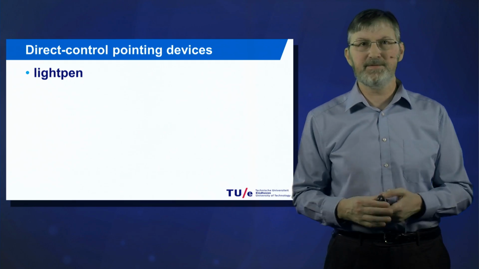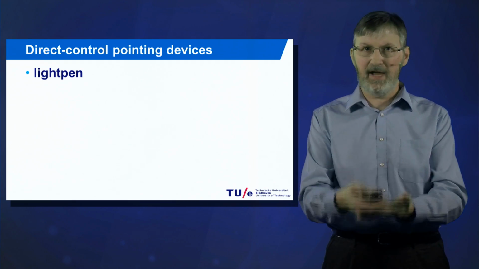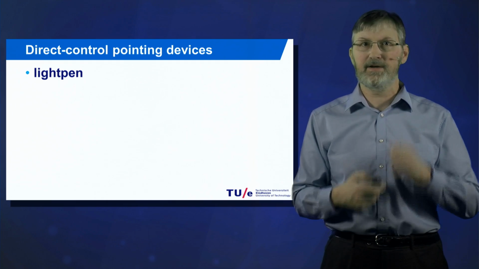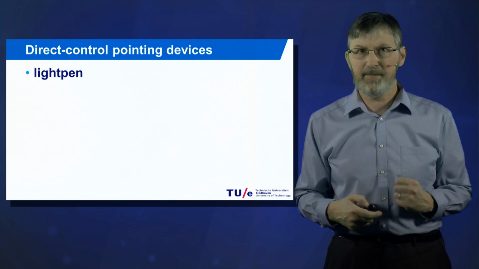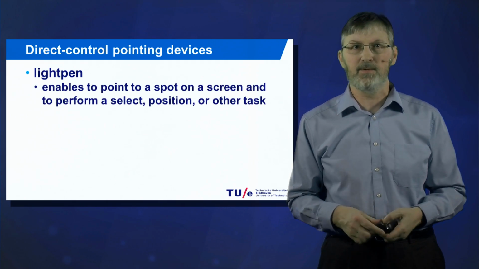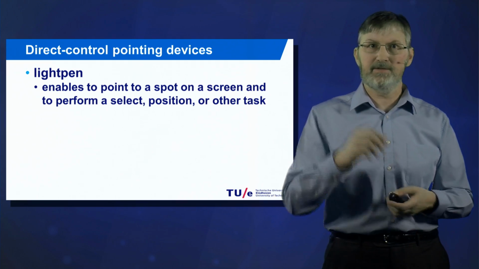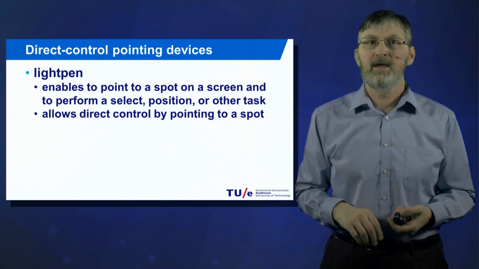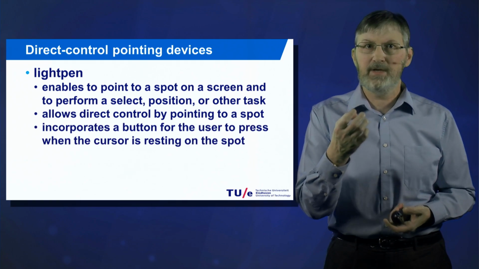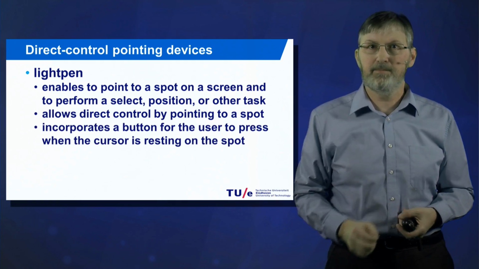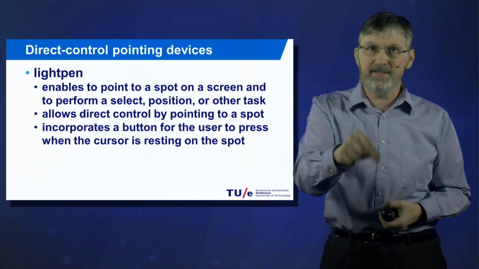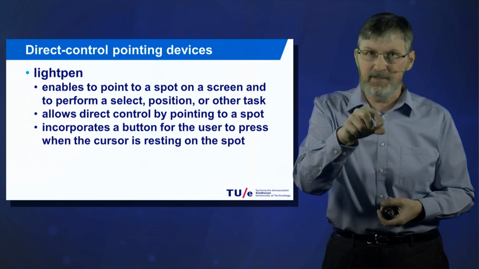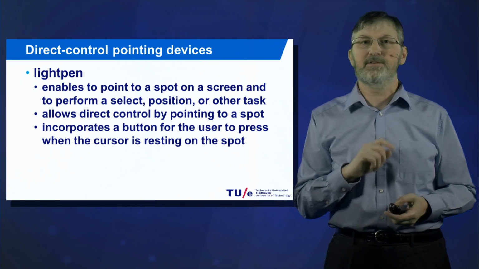The devices themselves can be direct control or indirect control. A light pen, for instance, is direct control. You point at a certain position on the screen. It can be used to select. And you can then click a button to activate some function at the position the cursor is resting on.